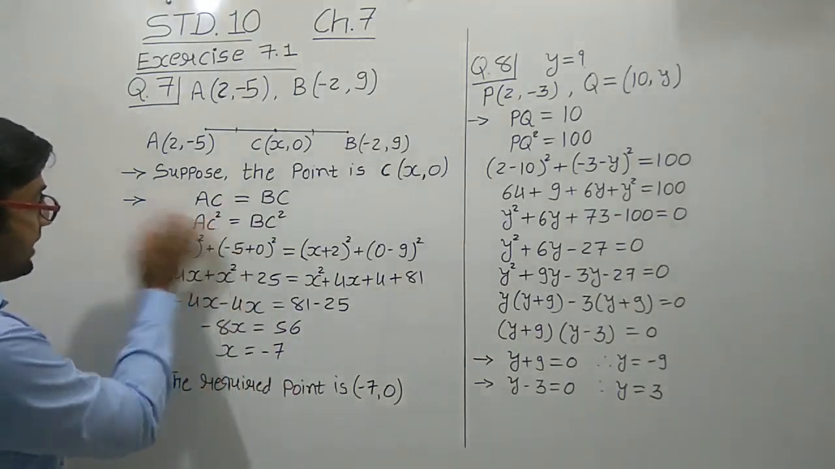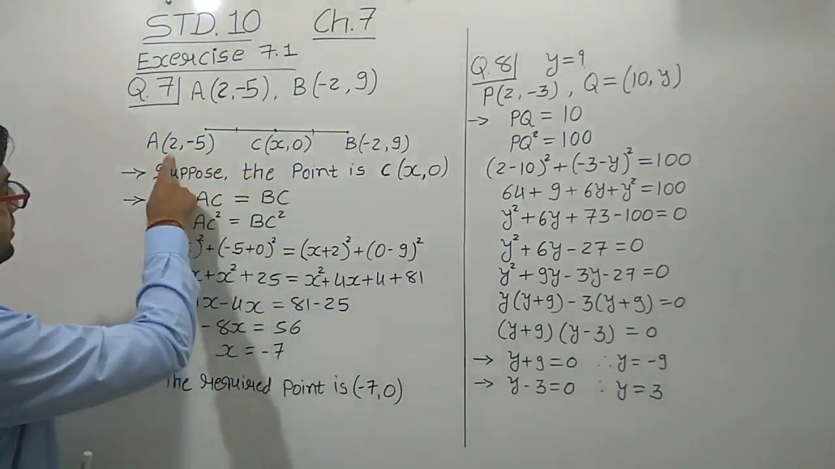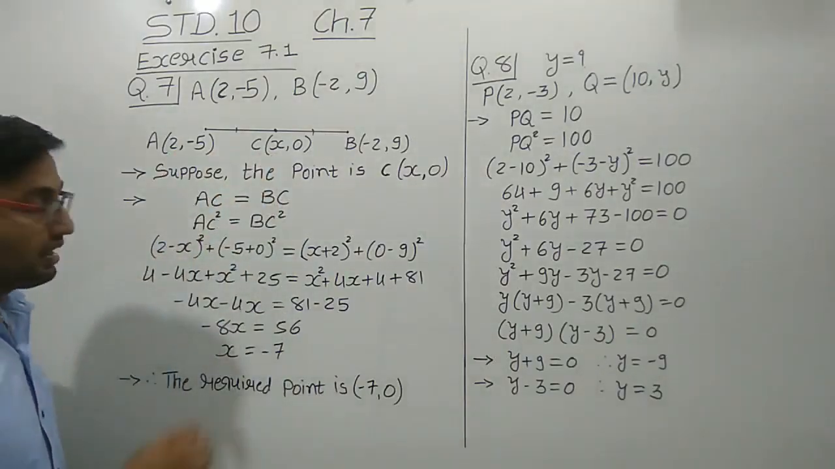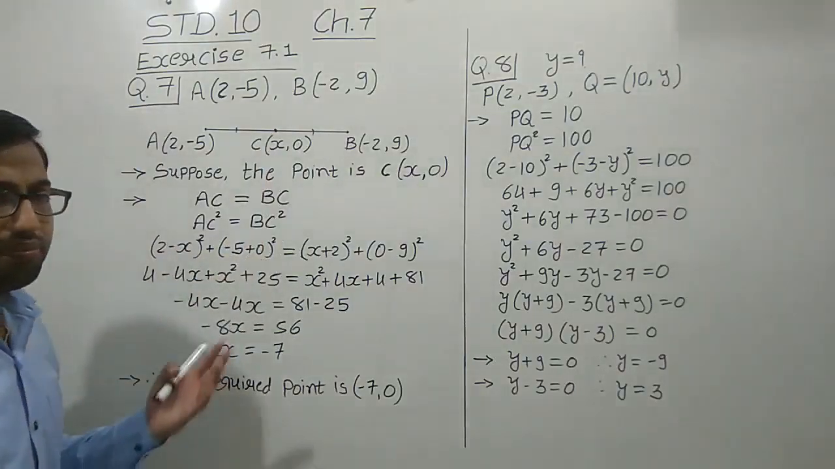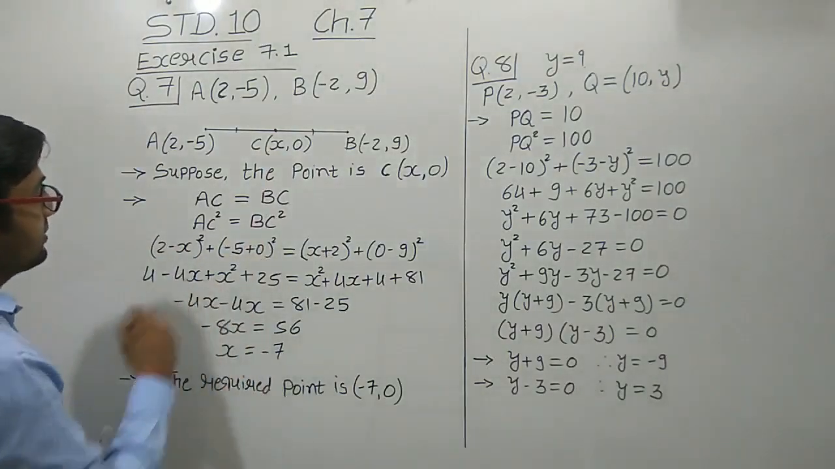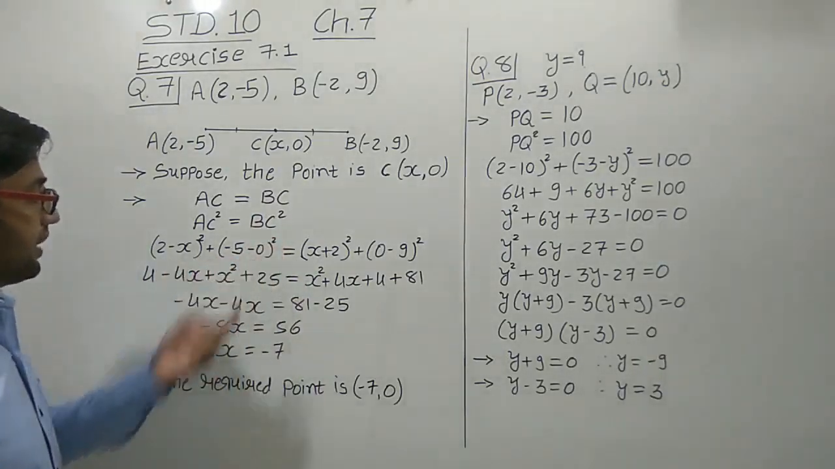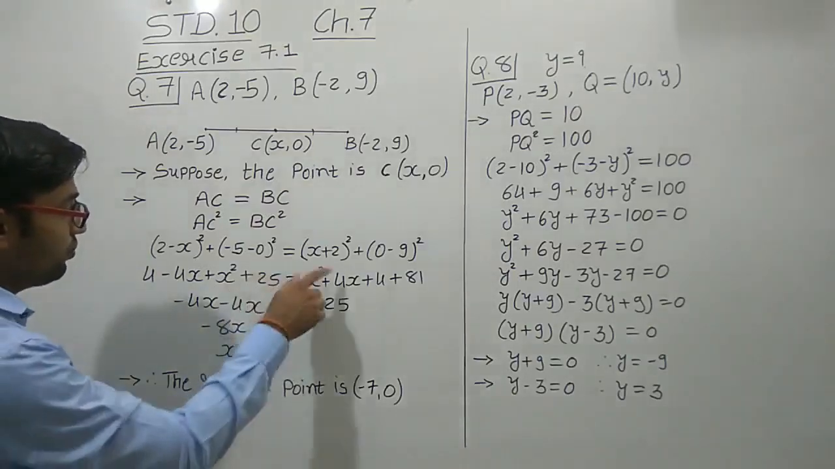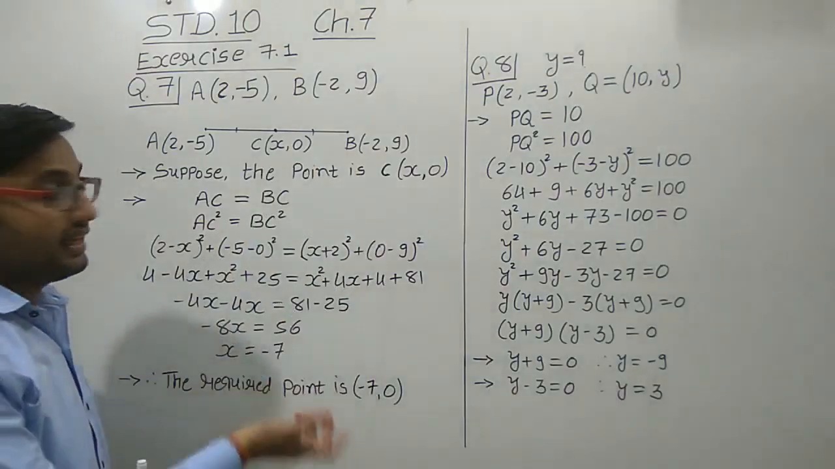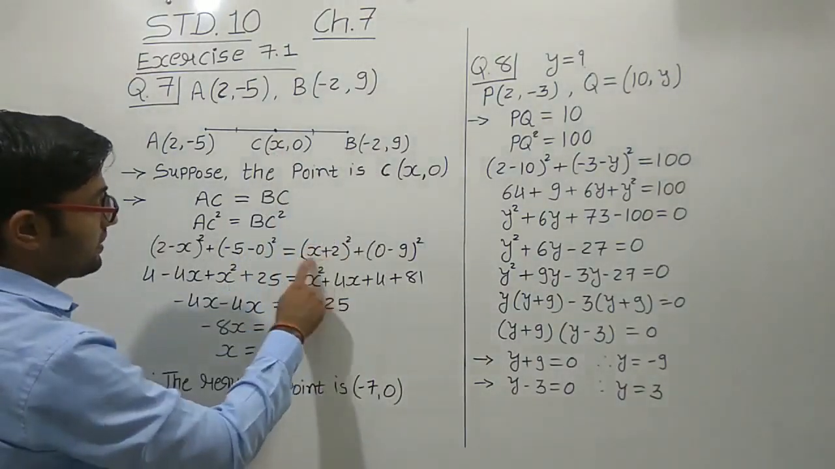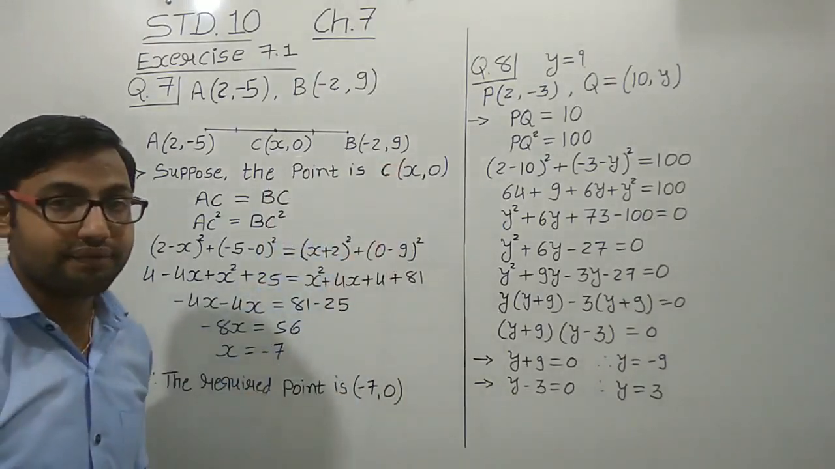So what is AC square? See, A is this point, C is this point. So x1 minus x2, that is (2 minus x) whole square plus (-5 minus 0) whole square, because it is 0, there is nothing to do with the 0. So (-5 - 0) whole square is equal to BC square. So B is this and C is this, so again we can take here (x minus minus, plus, x plus 2) whole square plus (0 minus 9) whole square.